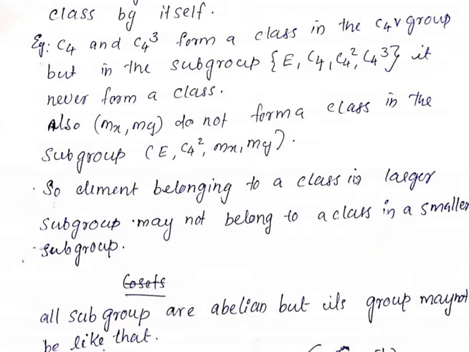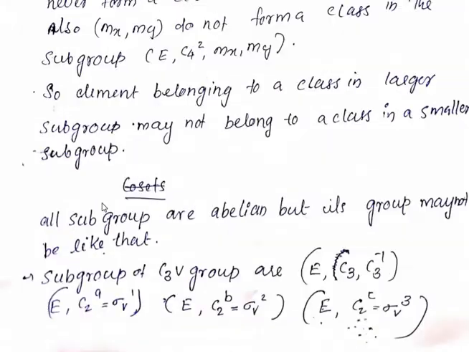So, an element that belongs to a class in a larger group may not belong to a class in a smaller subgroup. Sometimes elements may form a class in the normal group, but they never form a class in a subgroup. Here there is a correction: the element belongs to a class in a larger group, not subgroup. It is not subgroup, it is group. It may not belong to a class in a smaller subgroup.